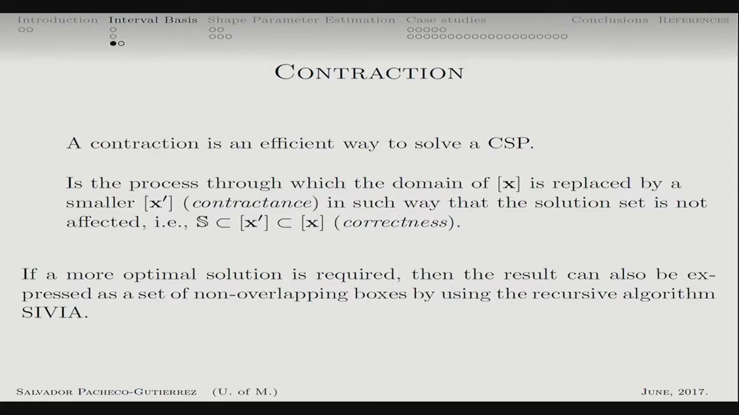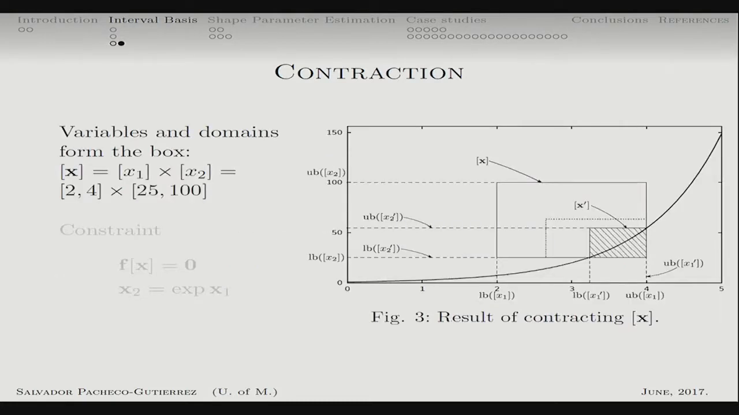So as we know, contraction is a way for us to solve the constraint satisfaction problem. We know that we have to have contractness and correctness, which is that we enclose the correct solution, and every time we apply this contraction, we decrease the size of the box. So of course, I can show you this image.